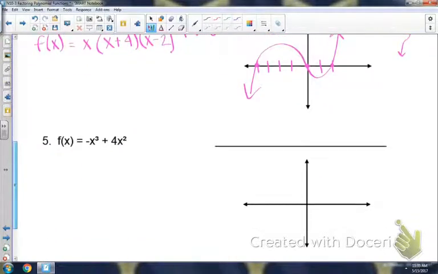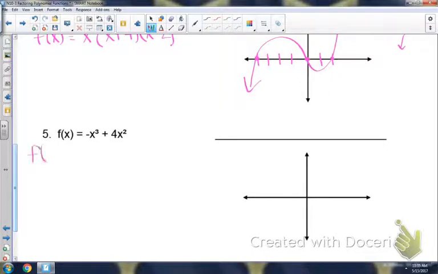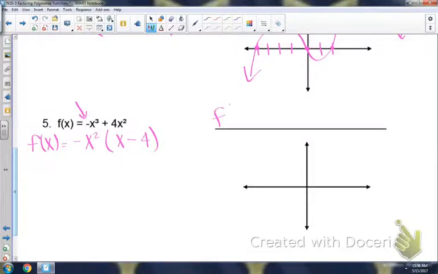Okay, now the last one. Remember, GCF first. Notice here, first term is negative, we need to take it out. GCF of those two would be x squared, but we're taking a negative x squared out because the first term is negative. So when I divide it by negative x squared, we're left with x minus 4. Okay, and notice I can't factor x minus 4. If it was x squared minus 4, we could, but it's just x minus 4. So there's my function.